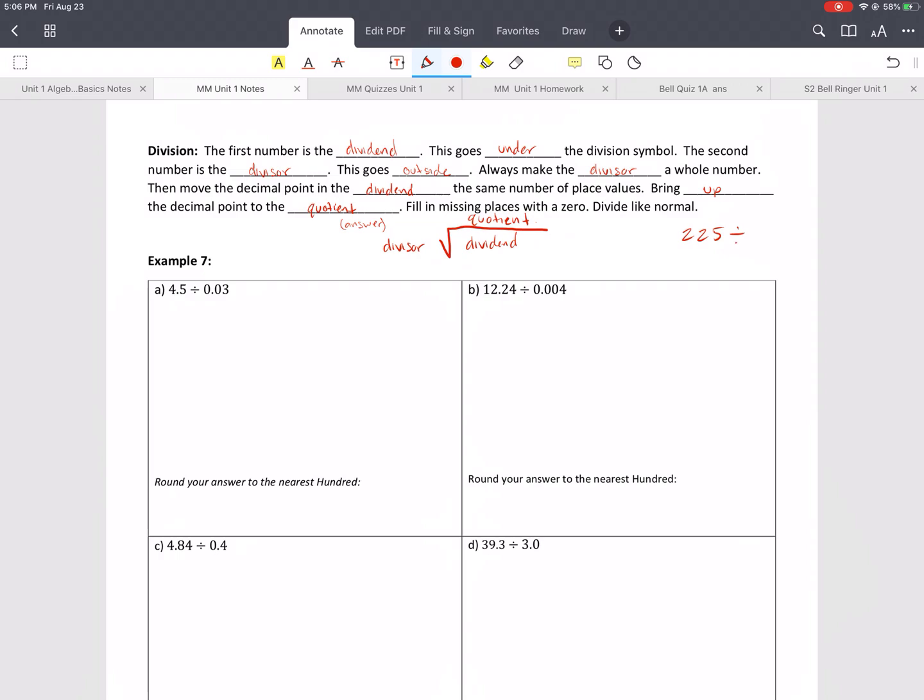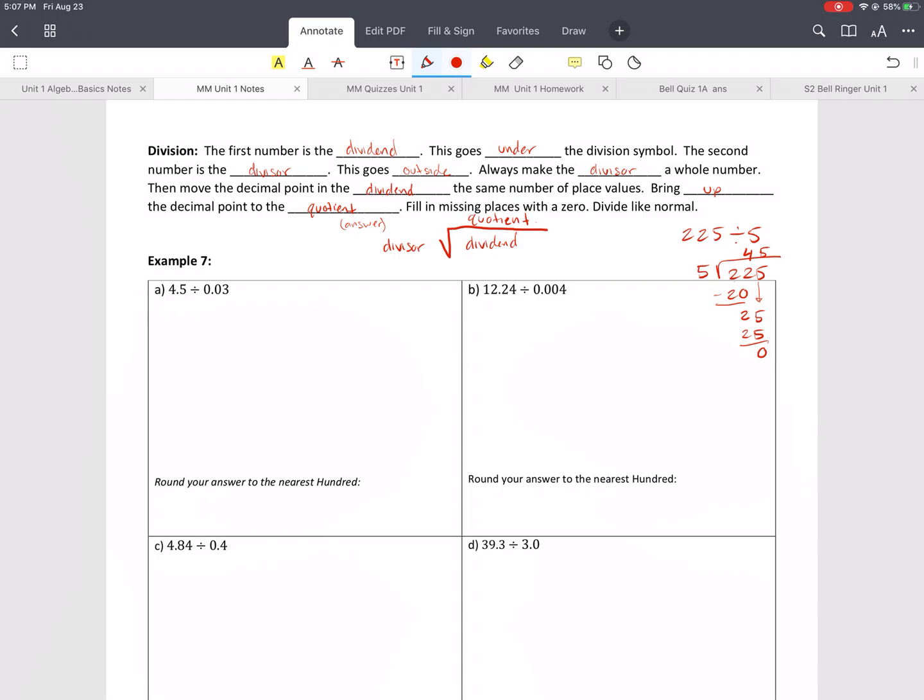Say you have 225 divided by 5. Okay, well, we would set that up like this, and then we would divide. How many times does 5 go into 2? It doesn't go evenly, so we'll go to the next. How many times does 5 go into 22? Well, it goes in 4 times. So 4 times 5 is 20. We subtract, that gives us 2. Carry down the 5. How many times does 5 go into 25? That would be 5, and that gives us a remainder of 0.